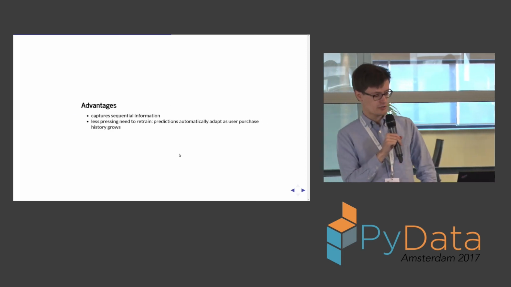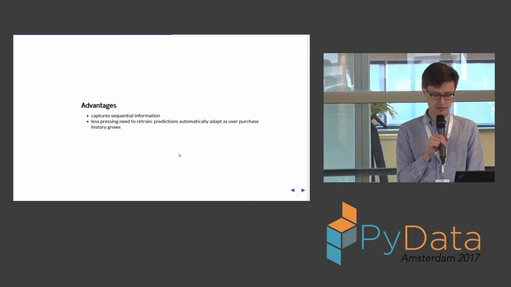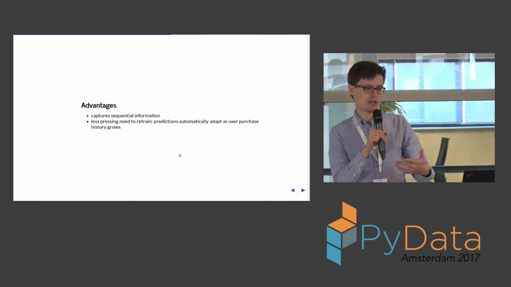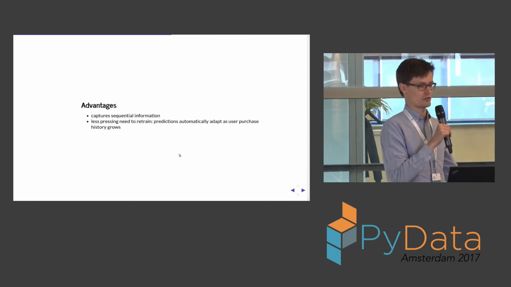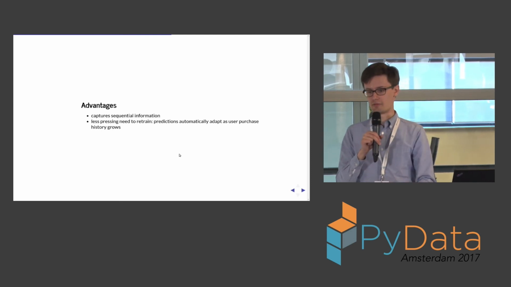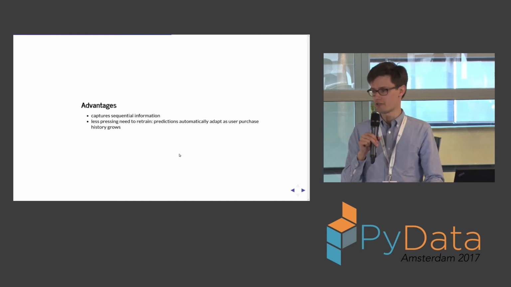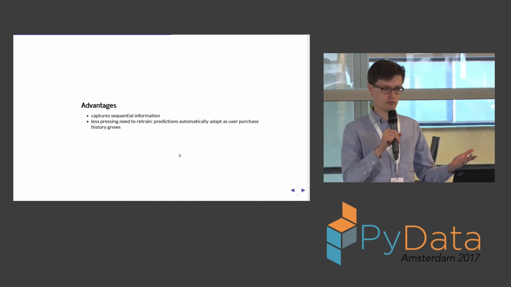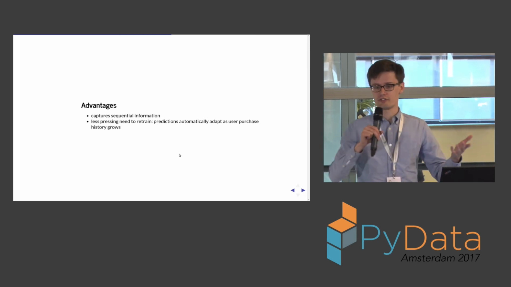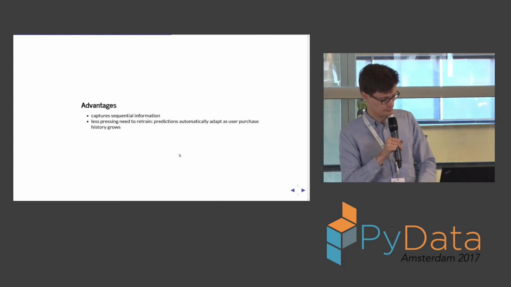Yes, so the advantages: it captures sequential information. There may be less pressing need to retrain. Like in the representation model that I described before, every time you get a new action from a user, you need to go back to the training of your model, add that action into it, take a gradient step and update the parameters. In this case, the input to your model is just a sequence of events. So you can just train a model, and then every time a user carries out another action, you just expand the input vector into that model. You don't have to do retraining.